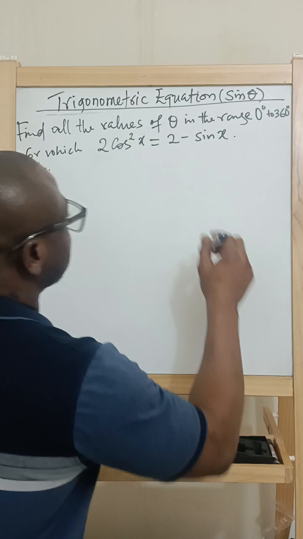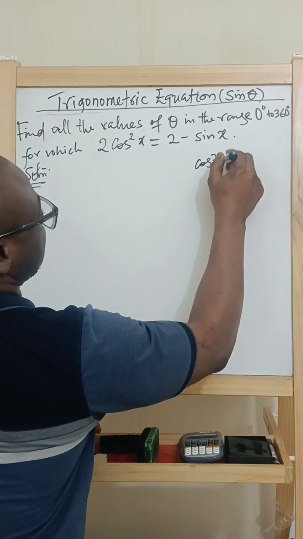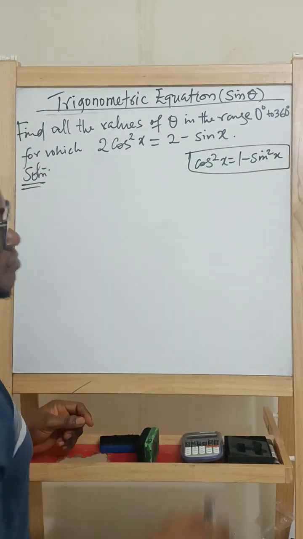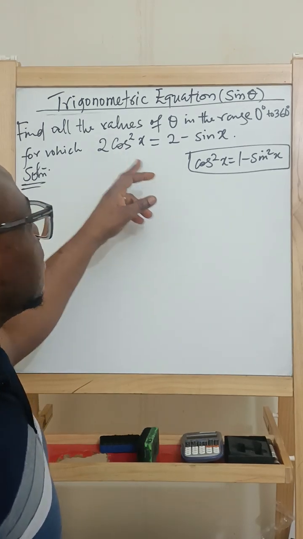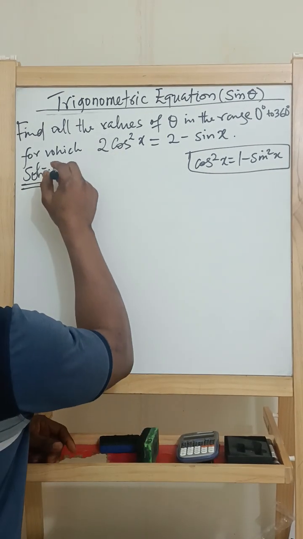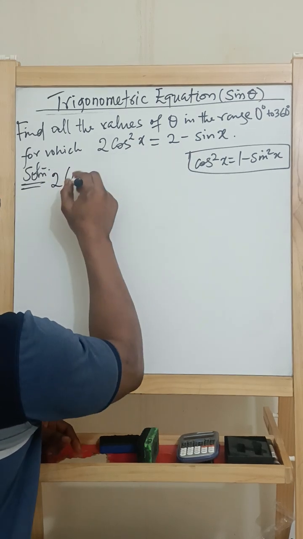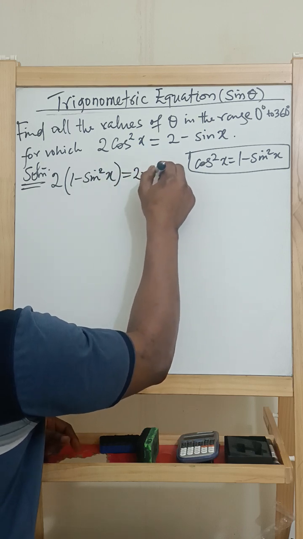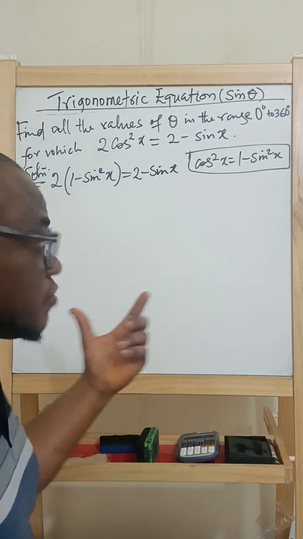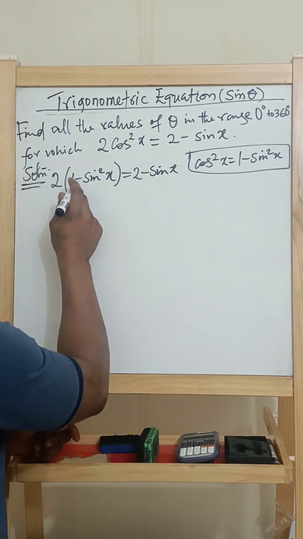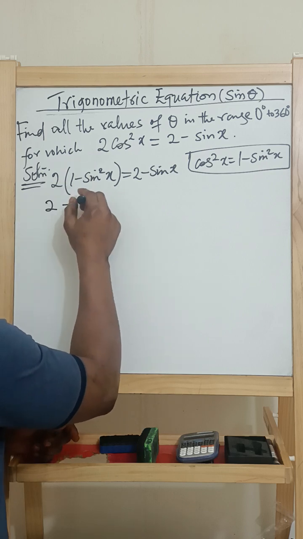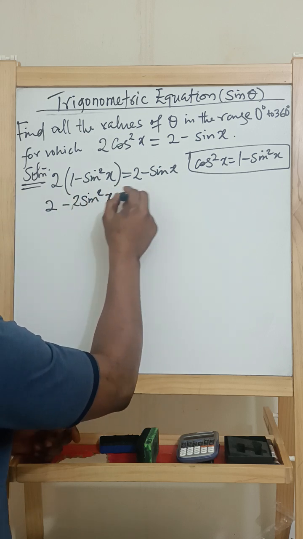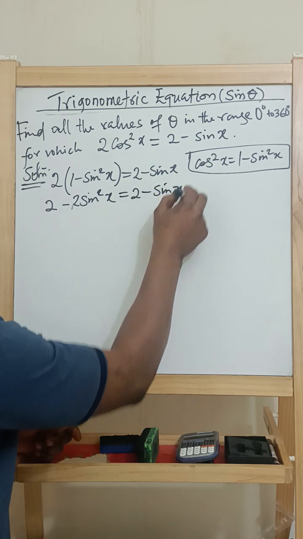From here we know that cos squared x is equal to 1 minus sine squared x. This is an identity, so we can apply it here, and we'll have 2 times cos squared x, which is 1 minus sine squared x, equals 2 minus sine x. So we multiply by 2: 2 times 1 is 2, and 2 times sine squared x is minus 2 sine squared x, then 2 minus sine x here.